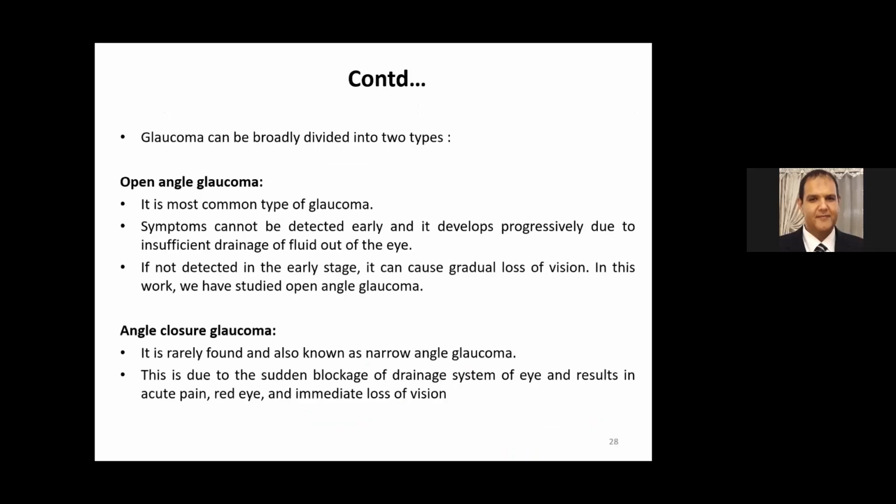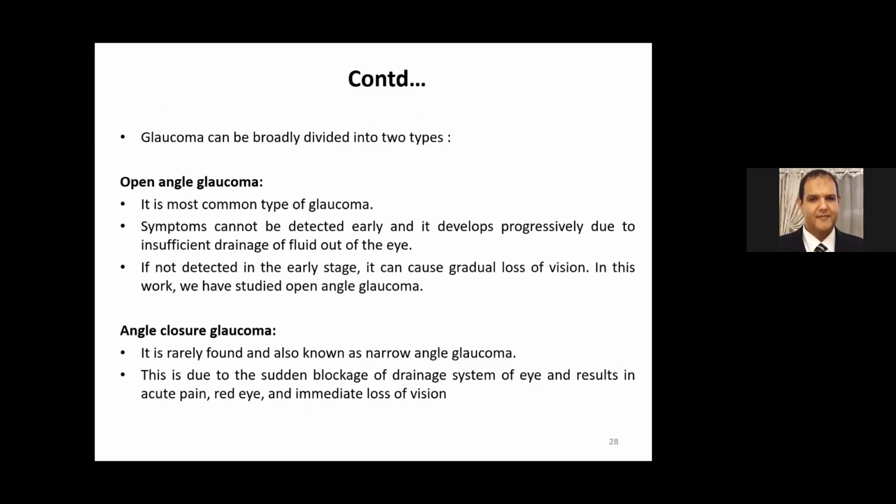So there are two types of glaucoma. One is open angle glaucoma, and the second one is angle closure glaucoma. Open angle glaucoma is the most common type of glaucoma, and the symptoms we can detect early are due to insufficient drainage of the eye. And if it's not detected at an early stage, then it can cause gradual loss of vision.